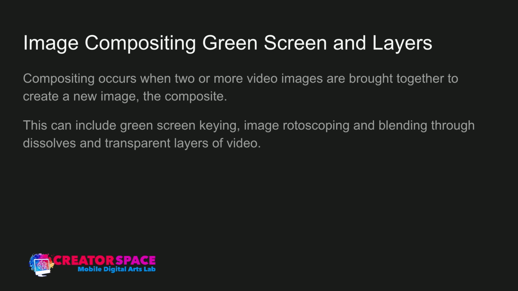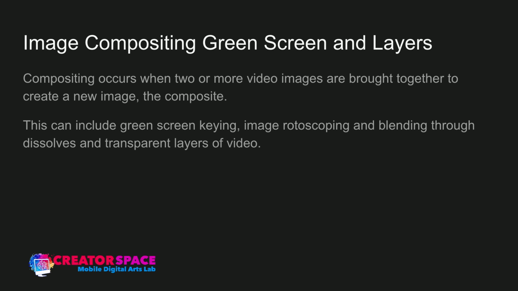So image compositing, essentially, is taking 2 different video images and bringing them together to create a new image. And that's called the composite. So that is literally the compositing. You're taking 2 images, you put them together. Now that could be, again, one image with a green screen, you remove the green, and then underneath you have an image of, like I said, a waterfall or a canyon that you're bringing in as the background.